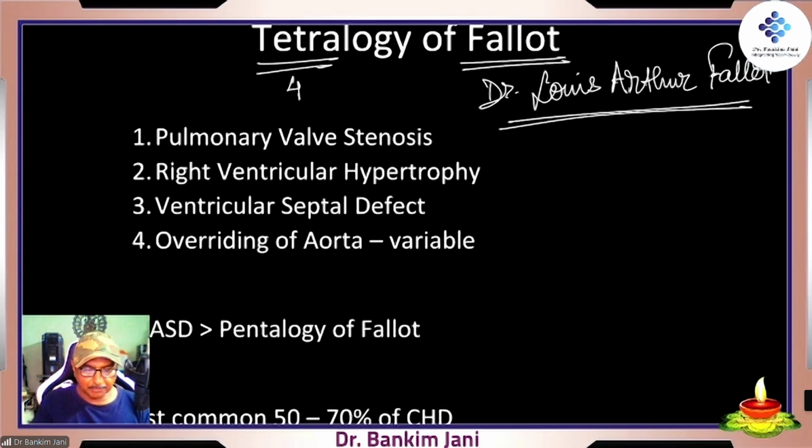So many times people cram, right? Pulmonary valve stenosis and right ventricular hypertrophy and then ventricular septal defect and overriding of aorta. And if one thing is missed, gone, right? Especially when there is VIVA.